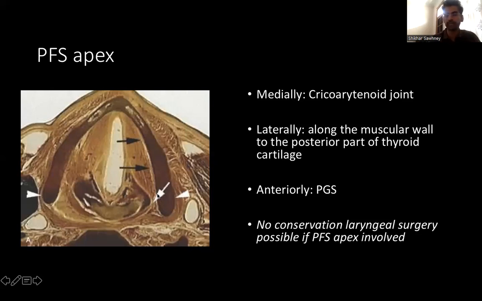The importance of this pyriform sinus apex region is that, again, no conservation laryngeal surgery is possible if the PFS apex is involved, as it is very close to the cricoarytenoid joint and the cricoid cartilage.